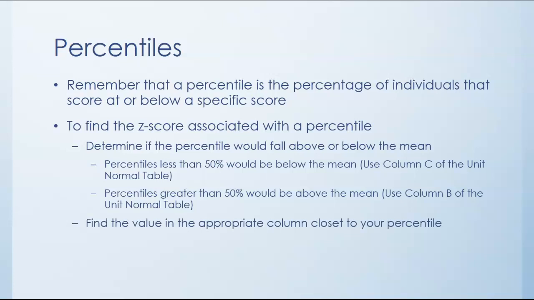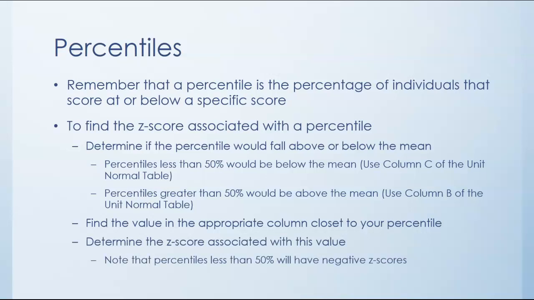We always want to find the value in the appropriate column closest to your percentile. Sometimes you'll get one that's right on, like 90%, it might just be in there, and that's it. But if it's not, then you find the one that is closest to whatever percentile they've given you. And then we're going to determine the z-score associated with it. Remember that if it was less than 50%, then our z-score is going to be negative because it's falling to the left of our mean, and anything to the left of the mean is always negative.